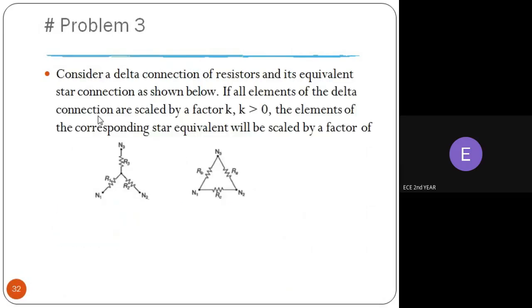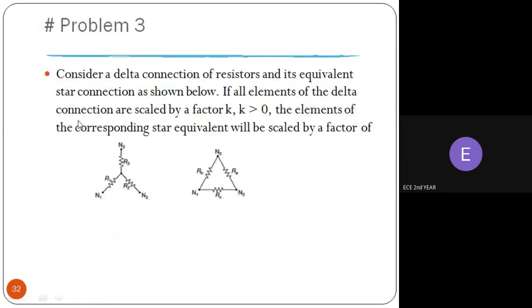And the next problem: consider a delta connection of resistances and its equivalent star connection, as shown below. If all the elements of the delta connection are scaled by the factor k, where k is greater than 0, the elements of the corresponding star equivalent will be scaled by the factor of? So here we'll approach the problem. The given connection is a star connection. We need to convert the star into delta, right? So we need to convert star into delta.